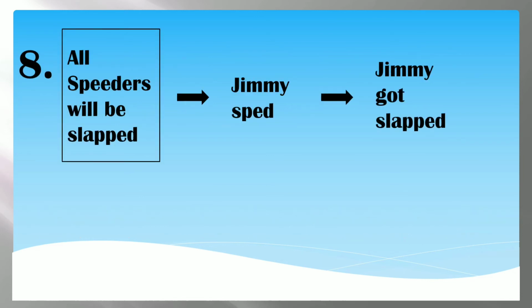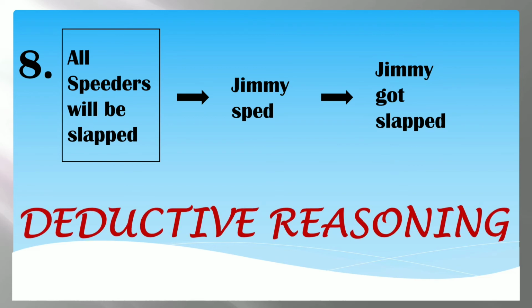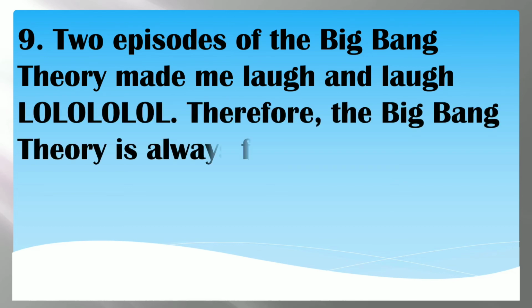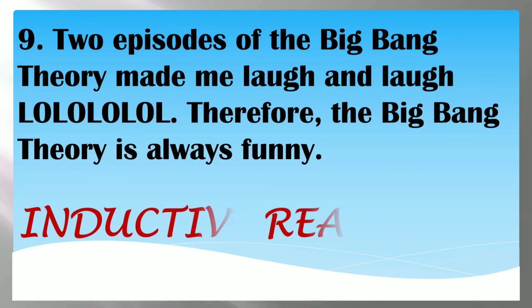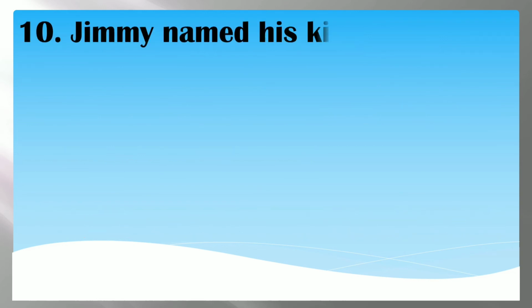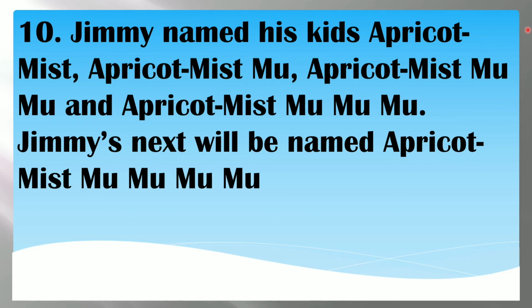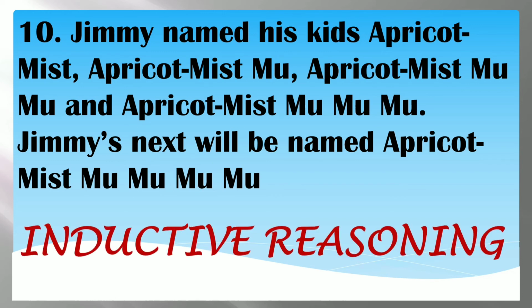Number 8, all speeders will be slapped. Jimmy sped. Jimmy got slapped. So, from general to specific. So, pagka ganyan, that will be deductive reasoning. Number 9, two episodes of the Big Bang Theory made me laugh and laugh. Therefore, the Big Bang Theory is always funny. So, specific to general. So, ito ay inductive reasoning. And number 10, Jimmy named his kids Apricot Mist, Apricot Mist Moo, Apricot Mist Moo Moo, and Apricot Mist Moo Moo Moo. So, Jimmy's next will be named Apricot Mist Moo Moo Moo Moo. So, meron na tayong pattern agad na makita dyan. So, yan ay inductive reasoning.